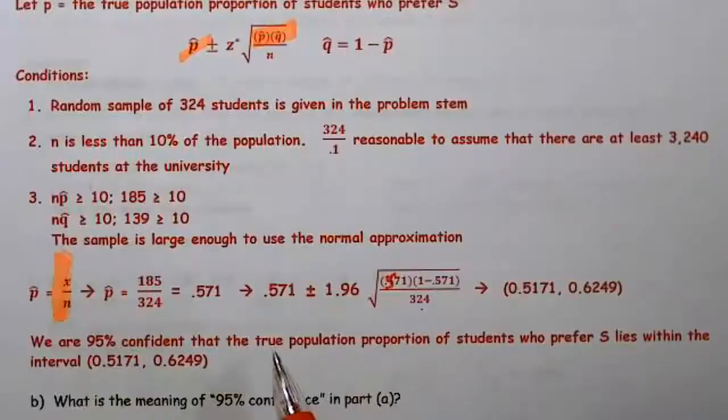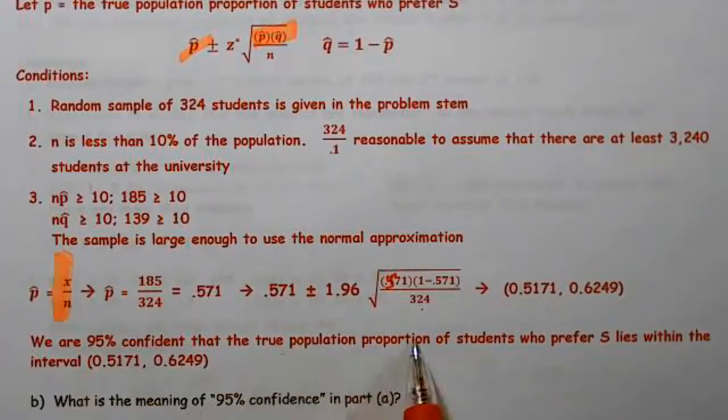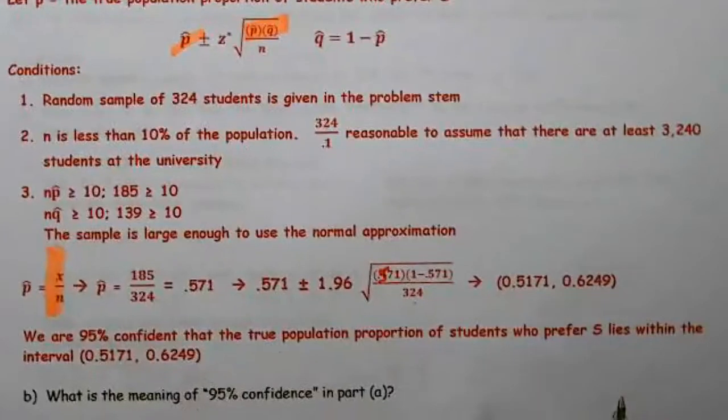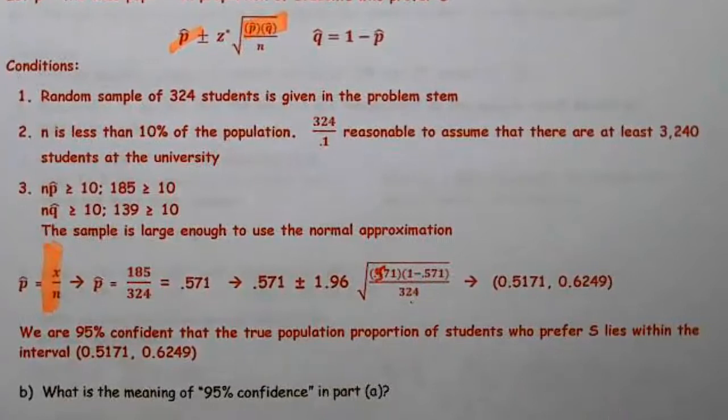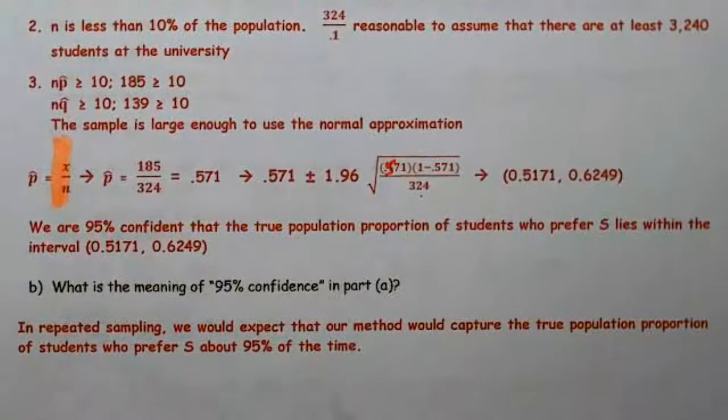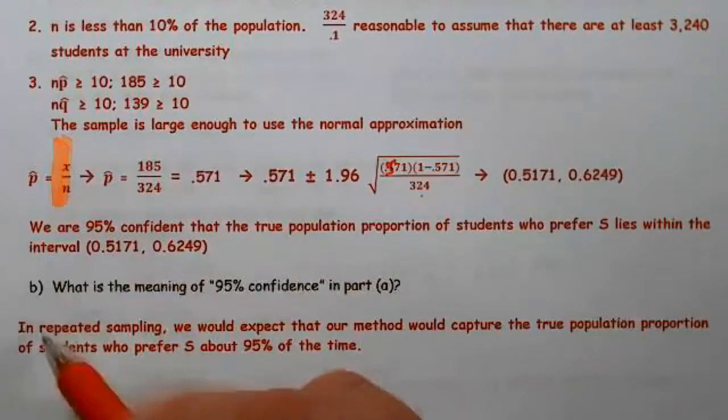So we are 95% confident that the true population proportion of students who prefer S lies within the interval. And we just stated it. Then it asks, what is the meaning of 95% confidence in part A? In repeated sampling, we would expect that our method would capture the true population proportion of students who prefer S about 95% of the time. These are easy. That's an easy sentence and gets you full credit every time.